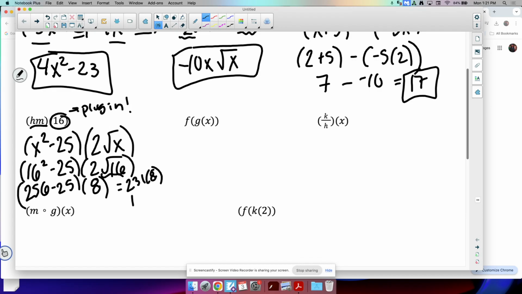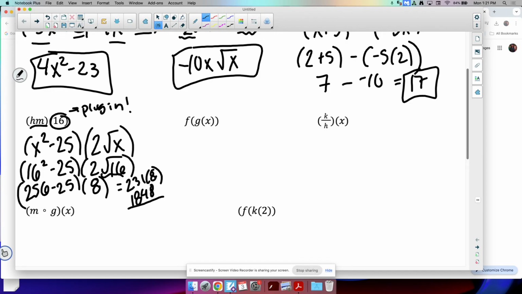231 times 8. 1848. So again, math-wise, not tricky. It's just knowing what it means when you see it. If there's a number in the parentheses, you plug it in. If there's just an x in those parentheses, just leave it as an x. It's not saying times x. It's just saying in function notation, x is going to be your variable. Do you guys have any questions on the first 4?